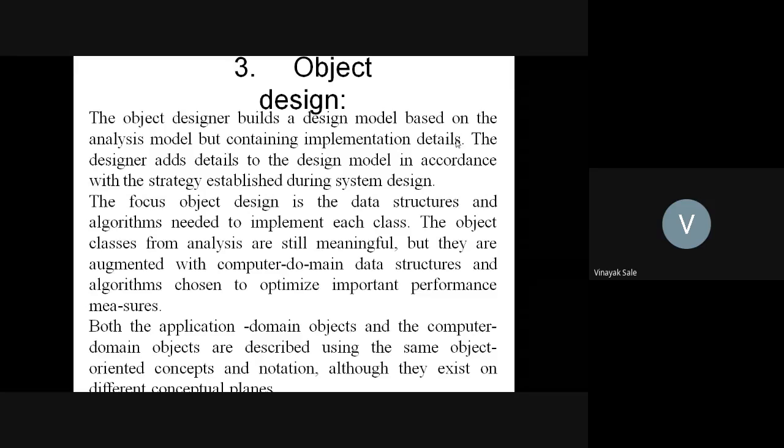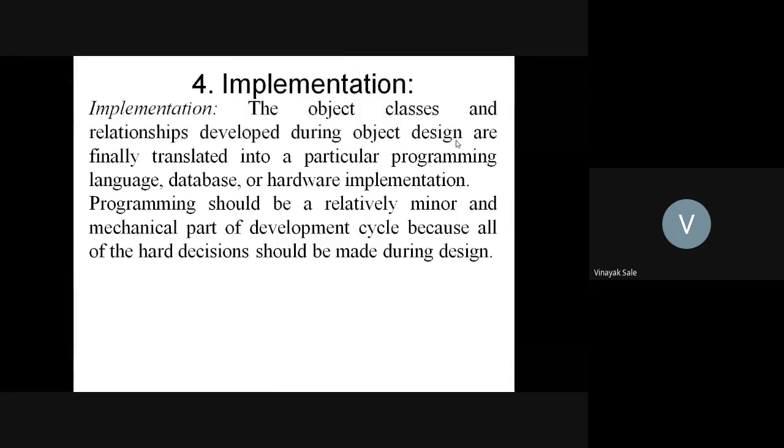Both application domain objects and computer domain objects are described using the same object-oriented concepts and notations, although they exist on different conceptual planes. And last, fourth part is implementation. The object classes and relationships developed during object design are finally translated into a particular programming language, database, or hardware implementation.